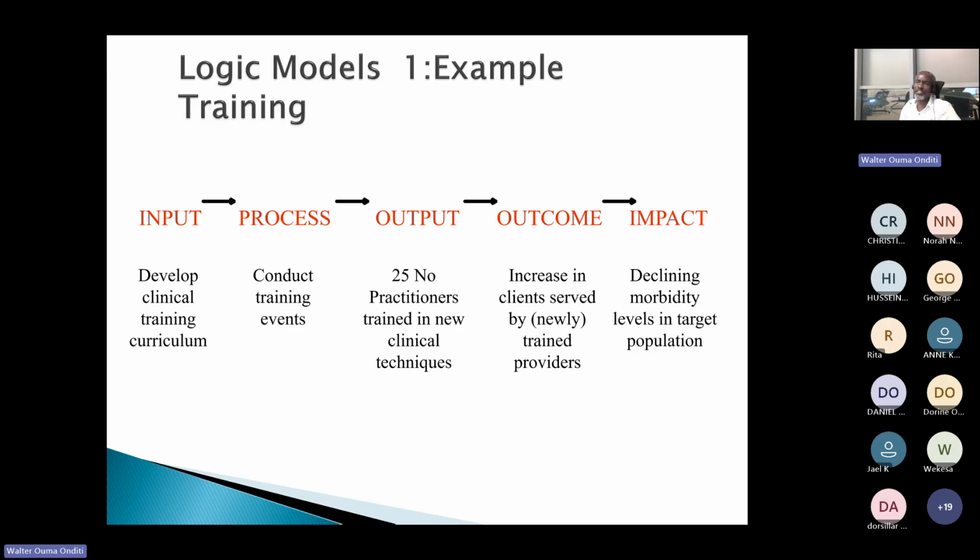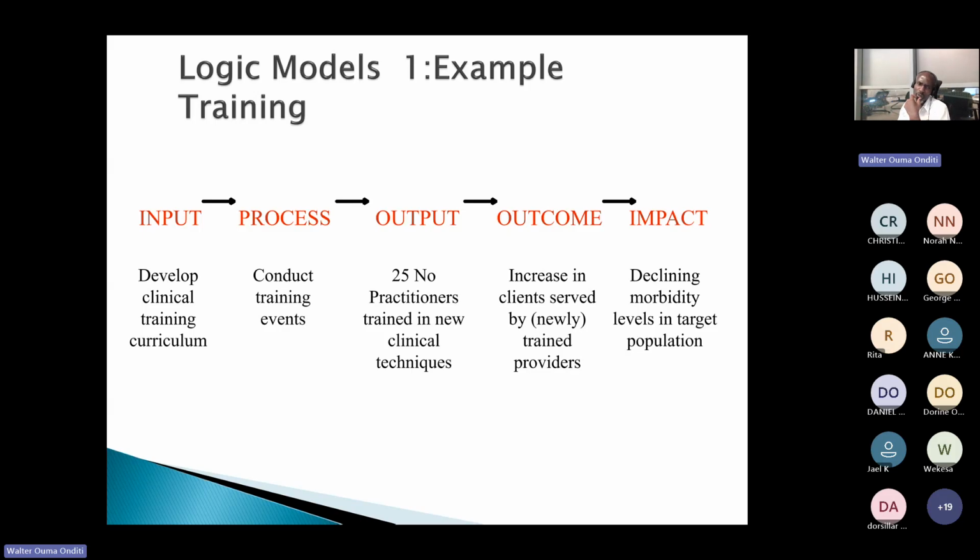We must have the clinical training curriculum, but developing it alone may not lead there. So what do we need to do? We need to conduct training events, and we want to link them to the clinical techniques. Now, conducting training events on its own may not lead to declining morbidity. We need to do certain things. So let's look at that.